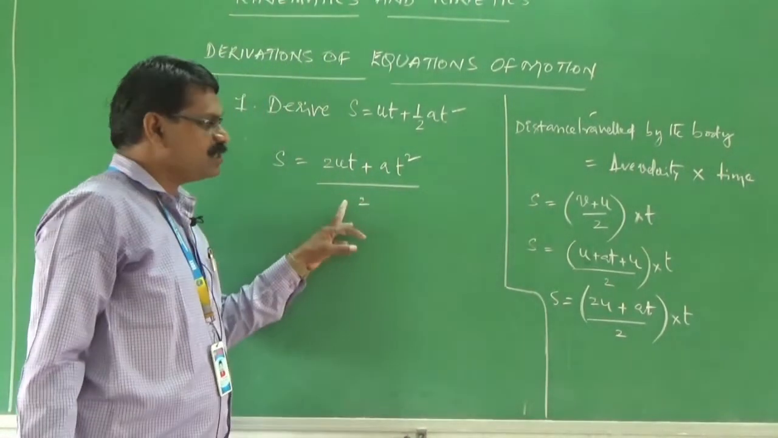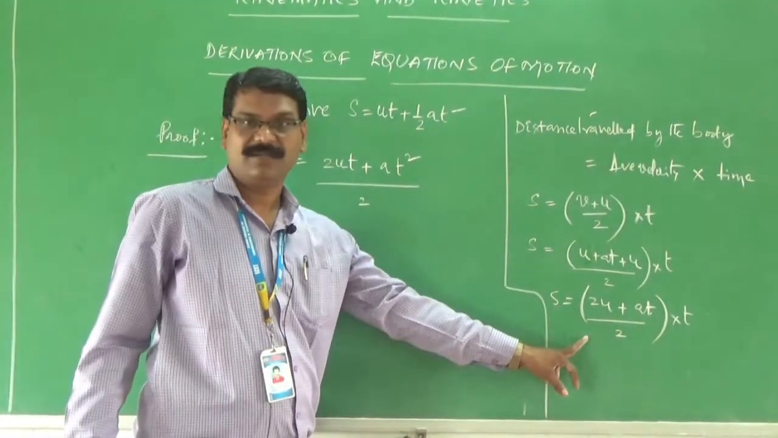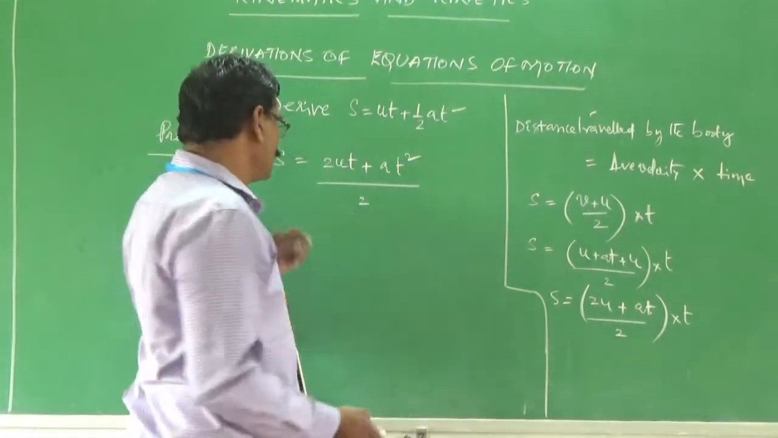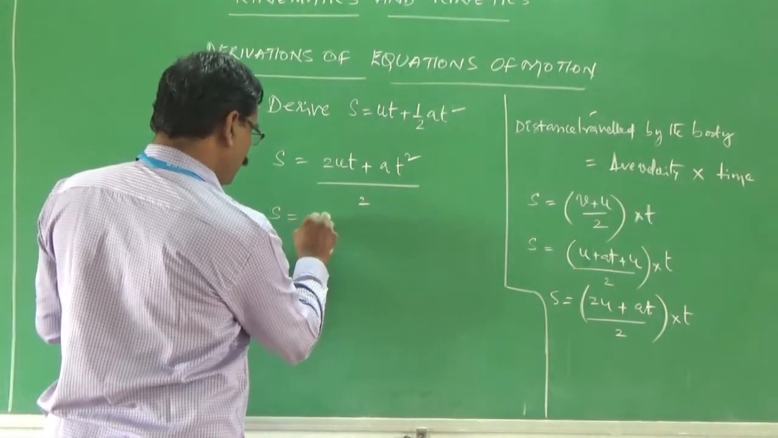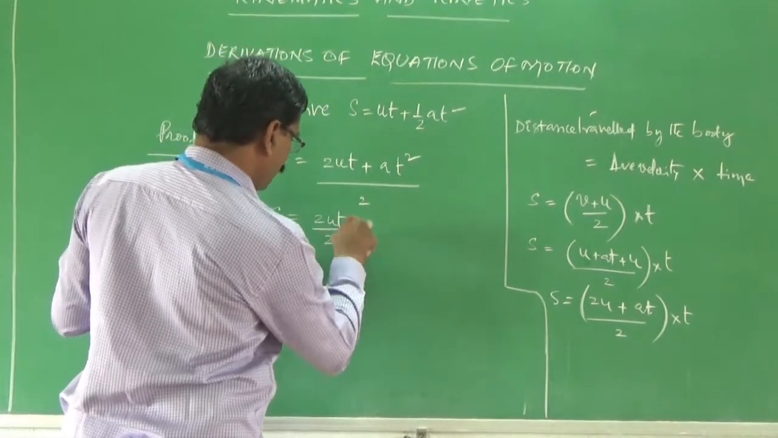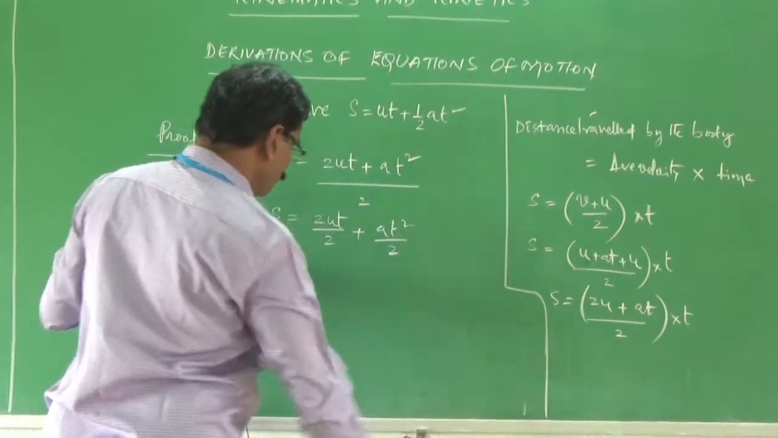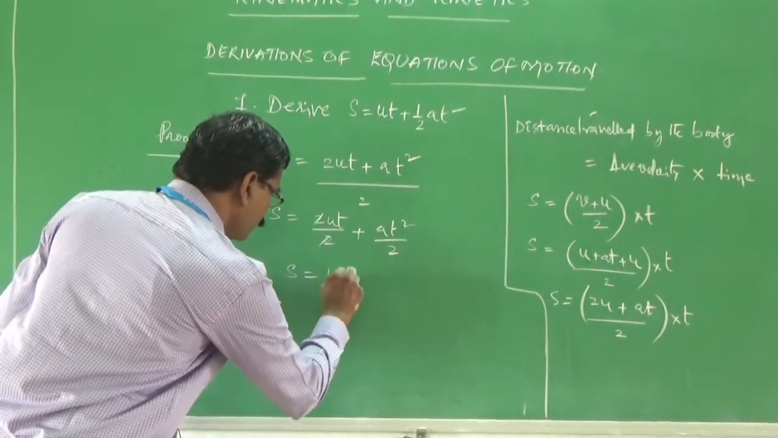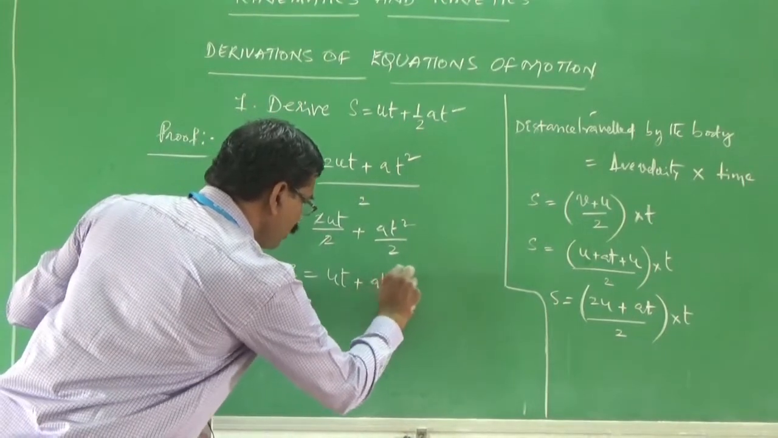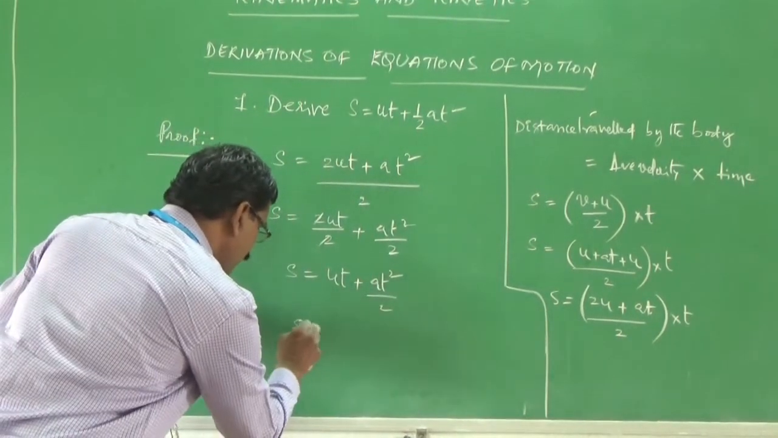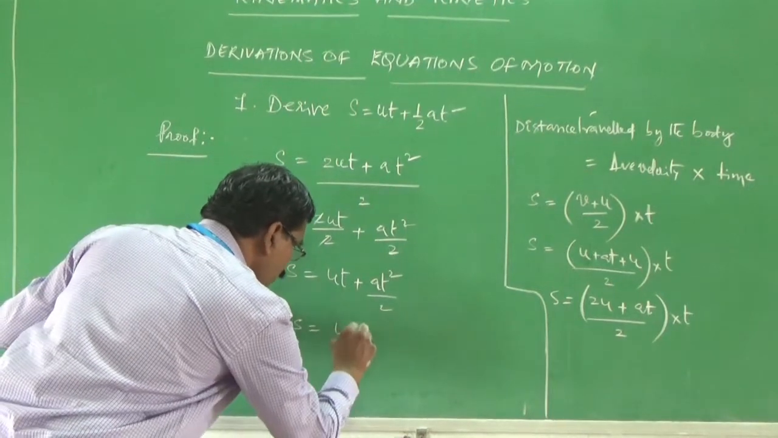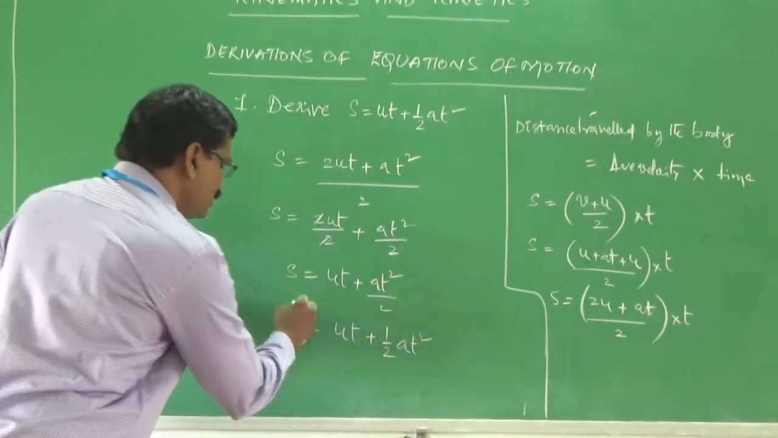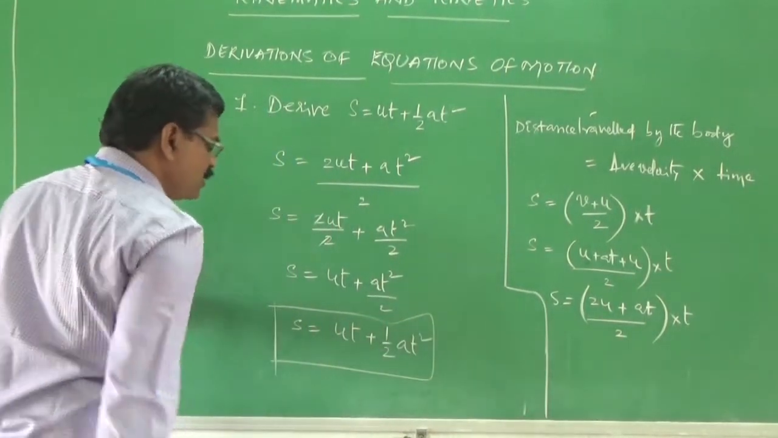If you look at this equation, it was in the form of (a plus b) by 2. How could we write this? a by 2 plus b by 2. So if you split like that, S is equal to 2ut by 2 plus at square by 2. Here the 2 cancels and the remaining term is S is equal to ut plus at square by 2, and after simplifying this, I will get the final expression S is equal to ut plus 1 by 2 at square.